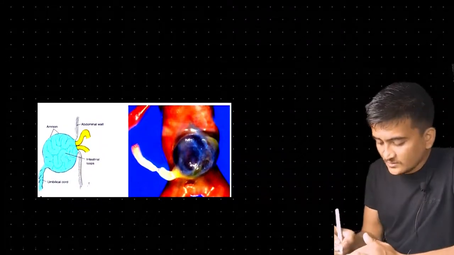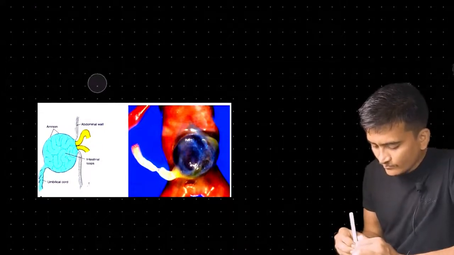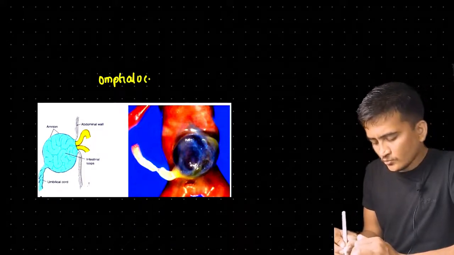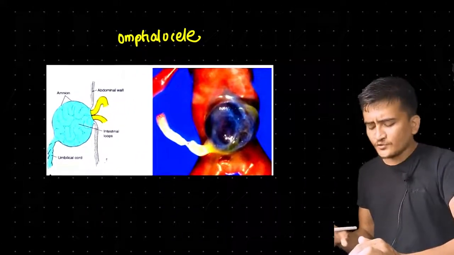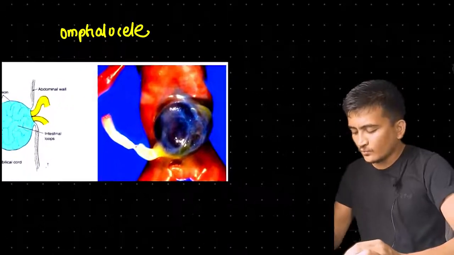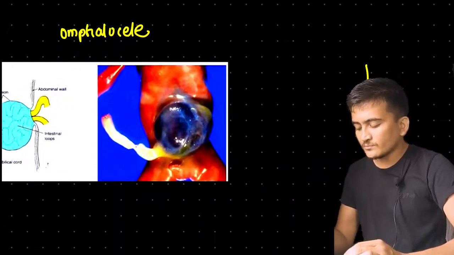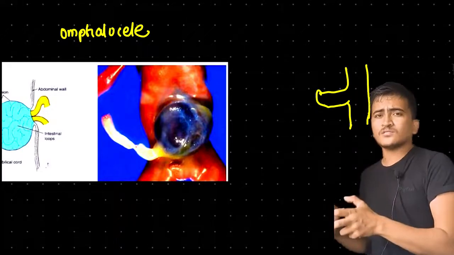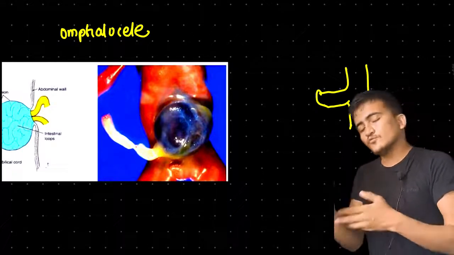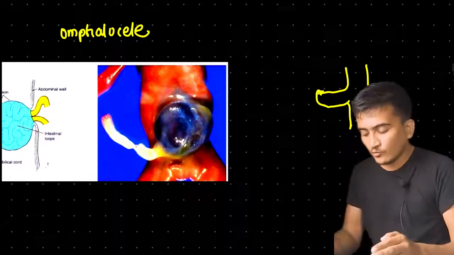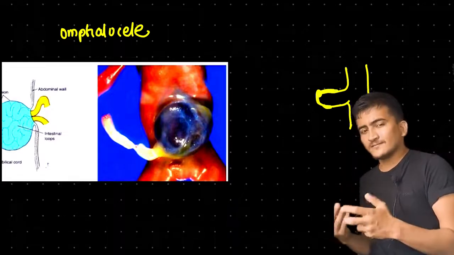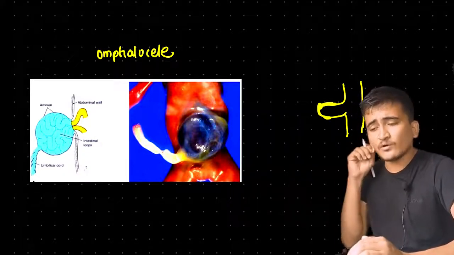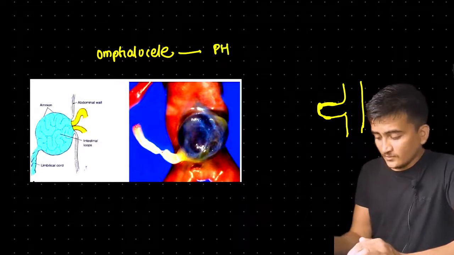Now talking about omphalocele, this is the diagram of omphalocele. Omphalocele is a physiological hernia, and if you remember previously, we said there was a midgut loop in the midgut. It was herniating because the gut tube was developing so fast compared to the abdominal wall that it was protruding outward. We said that later on it will go back. If it doesn't go back, then there will be an anomaly, and that is omphalocele. The first point is that it is a physiological hernia.